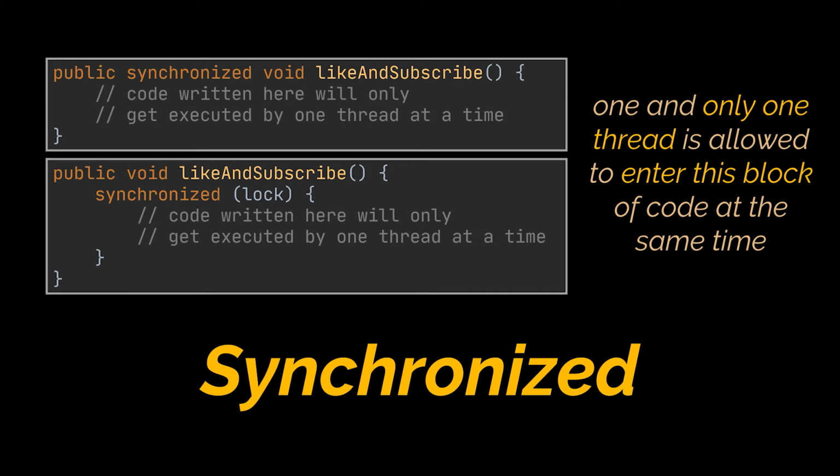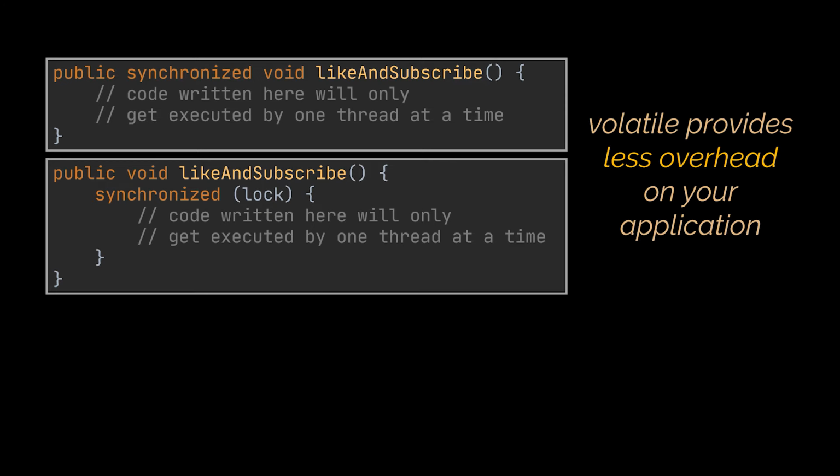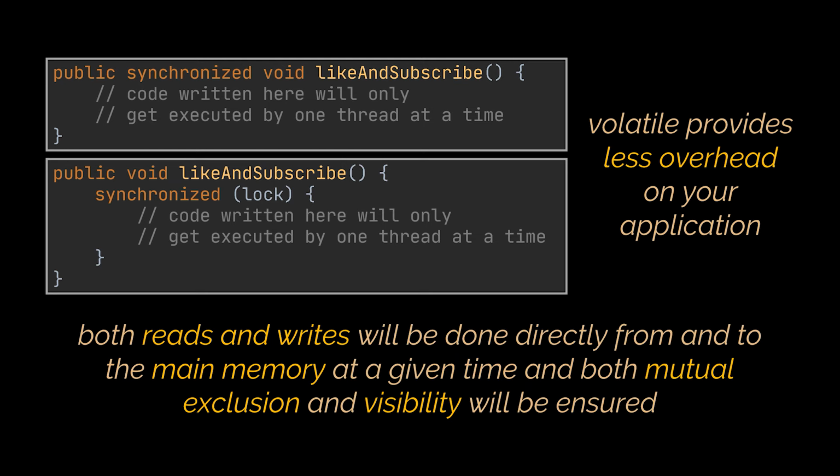So the volatile keyword will read from the main memory one field only, but the synchronized keyword will do so on all variables wrapped inside it. In the case of the synchronized keyword, you are in control of what you want to do. So if you choose to wrap only read operations on one field variable with the synchronized keyword, then you are better off using the volatile keyword, as it provides less overhead on your Java application. On the other hand, if you choose to wrap both read and write operations with the synchronized keyword, then both reads and writes will be done directly from and to the main memory at one point in time, and both mutual exclusion and visibility will be ensured.